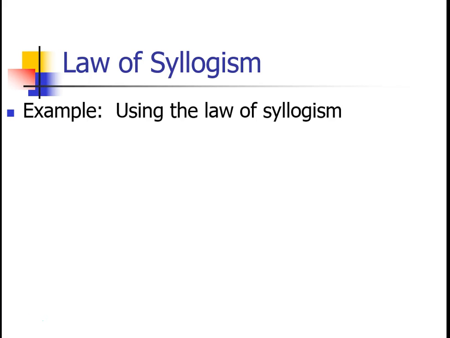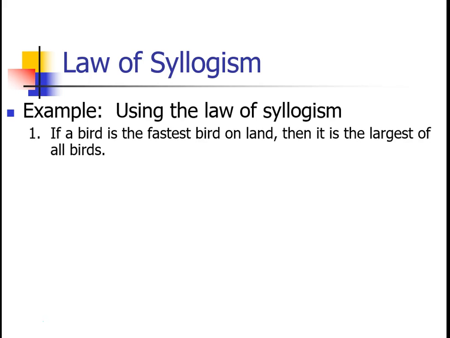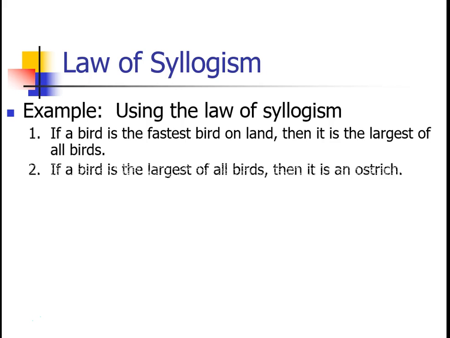Okay, let's have a look at another series of examples. I'm going to put up a couple of statements here, and I don't know if there's a way to recall these. I haven't found a way to show a split screen, but let's see. The 5 statements I have are: if a bird is the fastest bird on the land, then it is the largest of all birds. If a bird is the largest of all birds, then it is an ostrich.